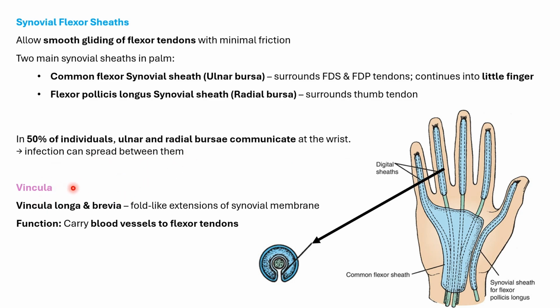And there are additional structures related to the synovial flexor sheath. They are called vincula. There are two types, vincula longa and vincula brevia. They are fold-like extensions of the synovial membrane and their function is to carry blood vessels to the flexor tendon. Yes, you can see this is a cross-section of the synovial flexor sheath. You can see this is the tendon and this is the synovial flexor sheath. So it allows smooth gliding of the flexor tendon with minimal friction.